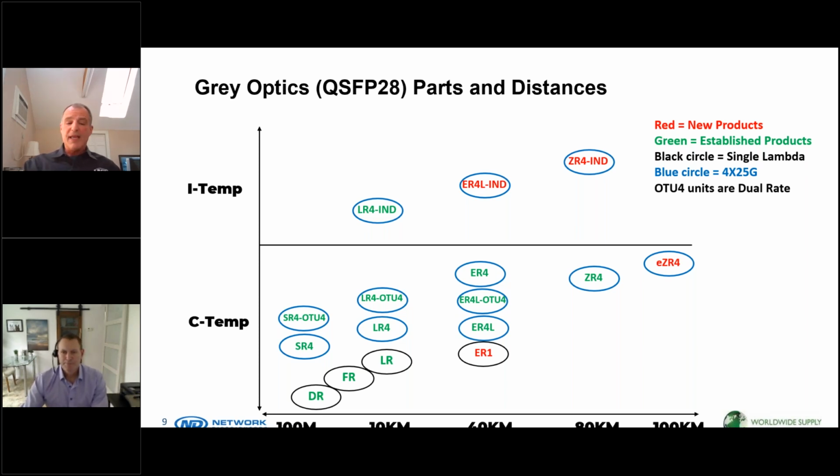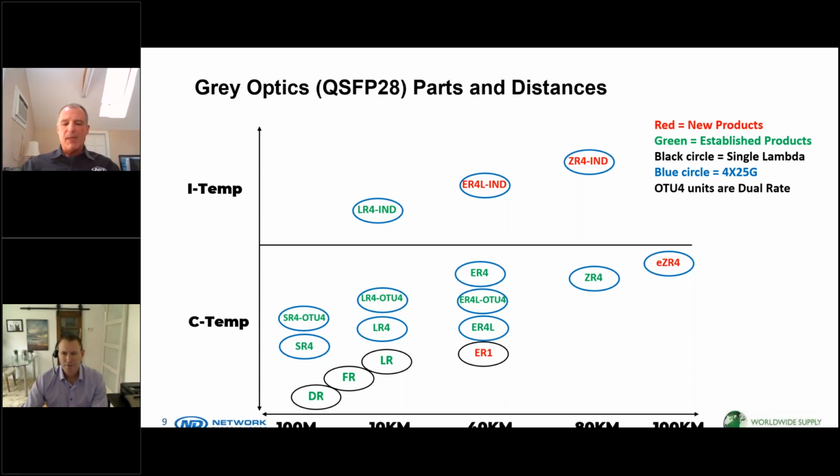DR and FR and LR, they're single lambda. When would you use a single lambda? Well, a single lambda would be used if you're using 4x100 for a 400 gig breakout. So you need single lanes to be able to get them to go into 1 lane of 400 gig. You can't use LR4s times 4, which would be 16 lanes. Technology doesn't work that way.